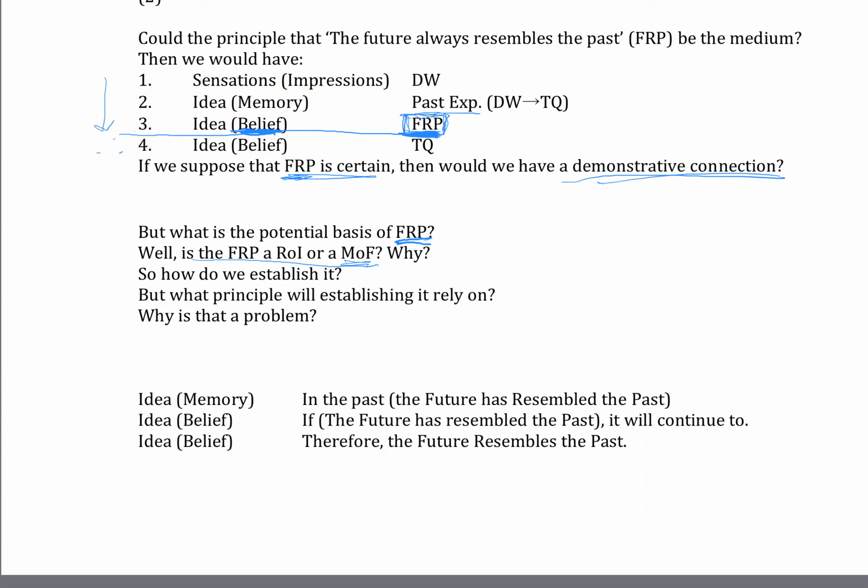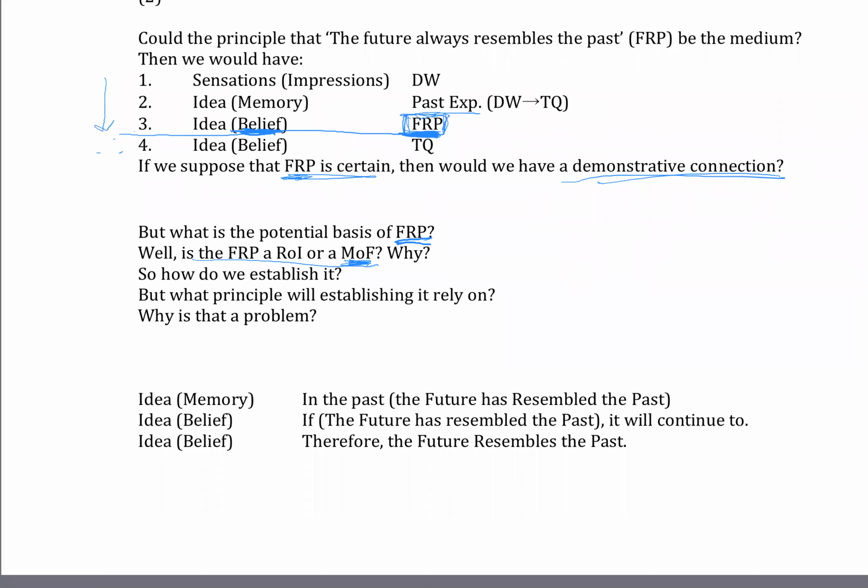So, what kind of knowledge of matters of fact is it? Well, is it something that we sense? No, it doesn't seem like we sense FRP. Is it something that we remember? Well, I remember that in the past, the future resembled the past. I have this memory that in the past, the future resembled the past.